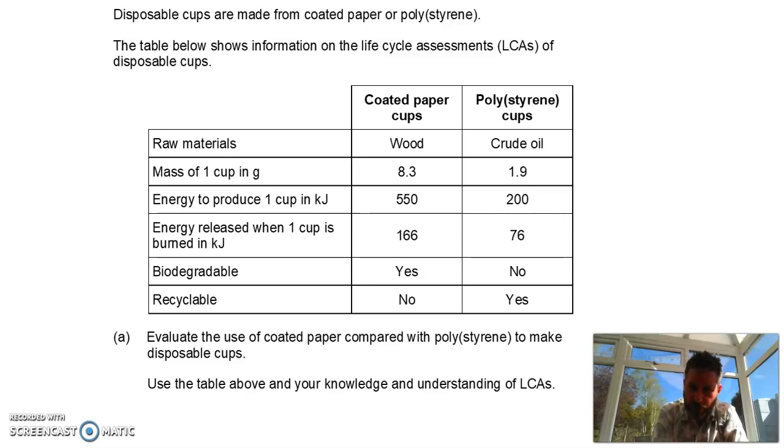Coated cups are biodegradable, whereas polystyrene ones aren't. However, coated cups are not recyclable, whereas polystyrene are. So you make all those comments, then you evaluate. You must make a decision about which of the 2 is better and justify that. It doesn't matter which you pick, as long as you say, based on all of this information, this one is better. Okay, so it's a 6-mark question, so you're aiming for about 6 minutes work on it.